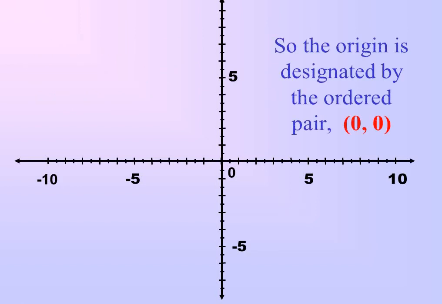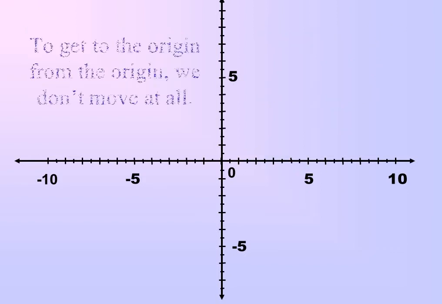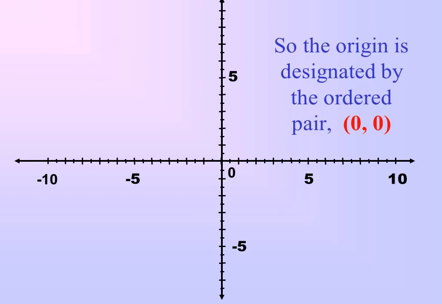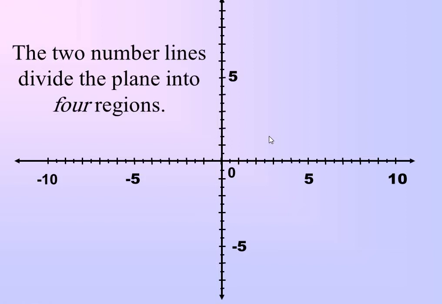Now, to get to the origin, you have to start from the point at which the 2 lines cross or meet each other. The origin is designated by the ordered pair 0, 0. It's the point at which the 2 axes, the x and y axis, meet or cross each other.